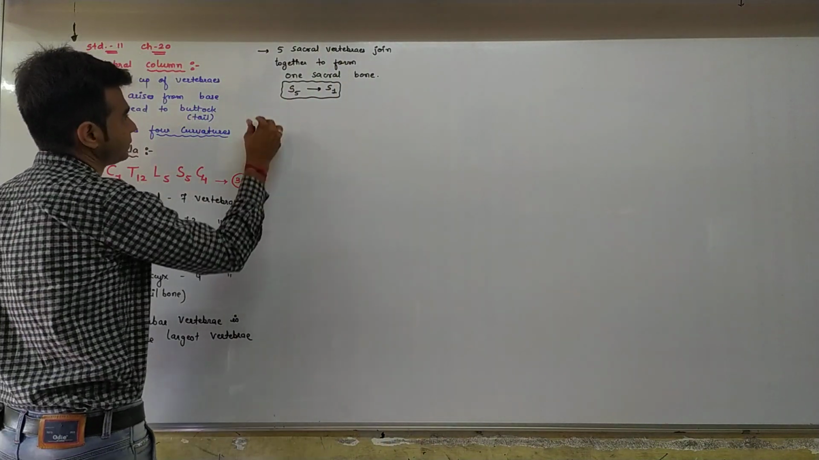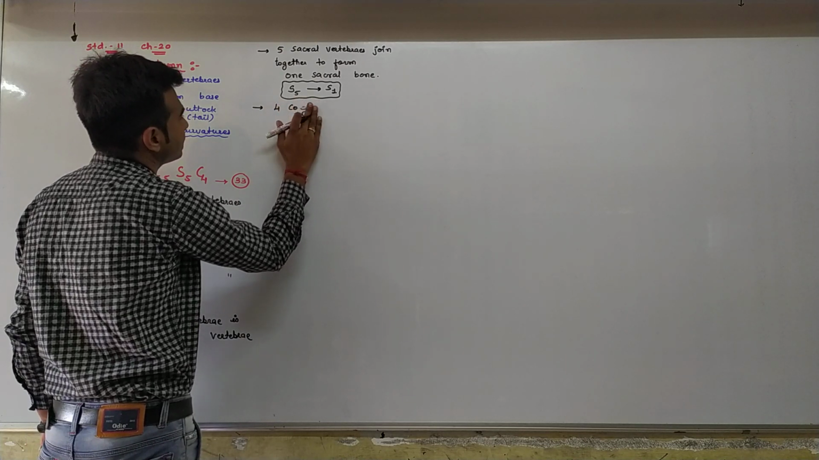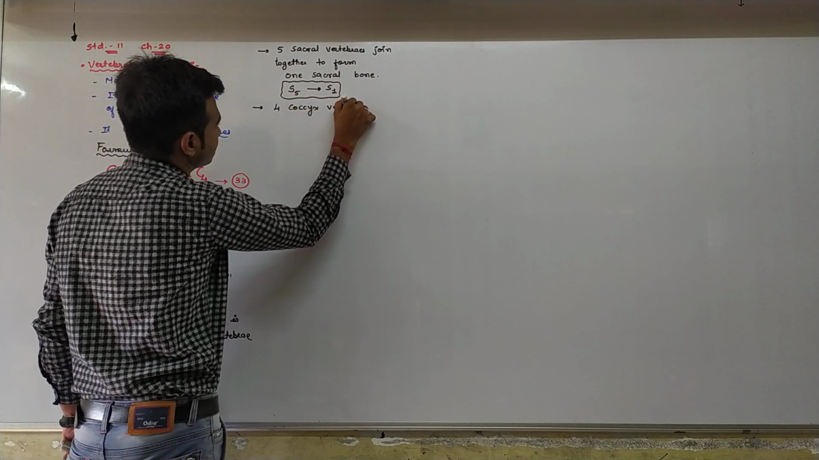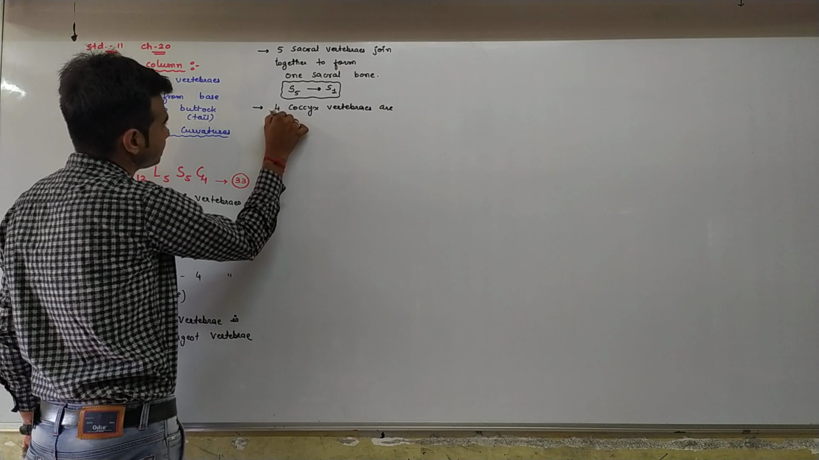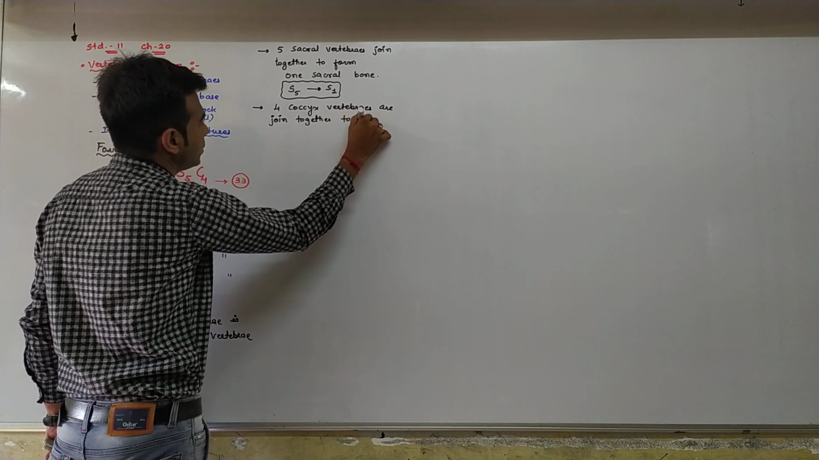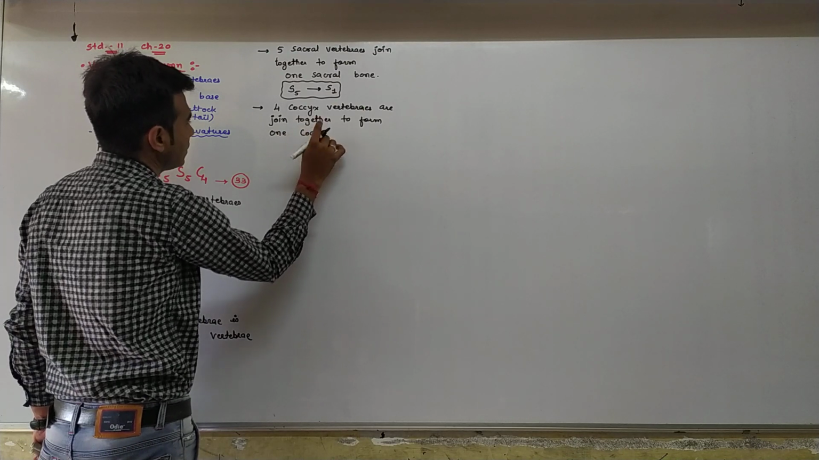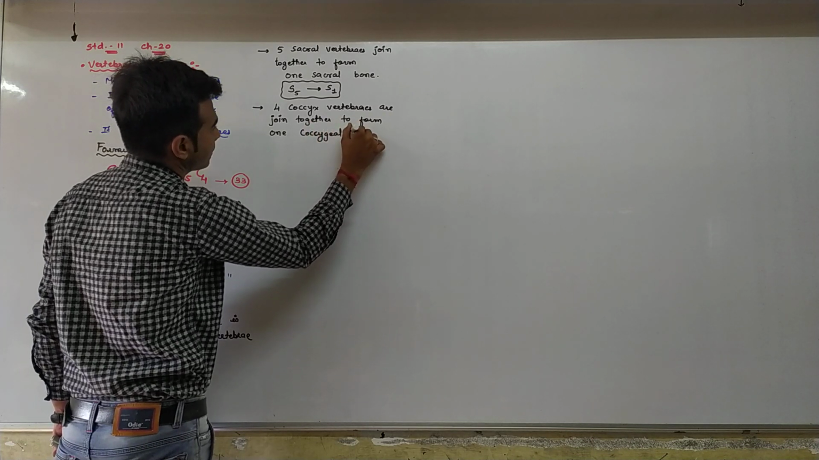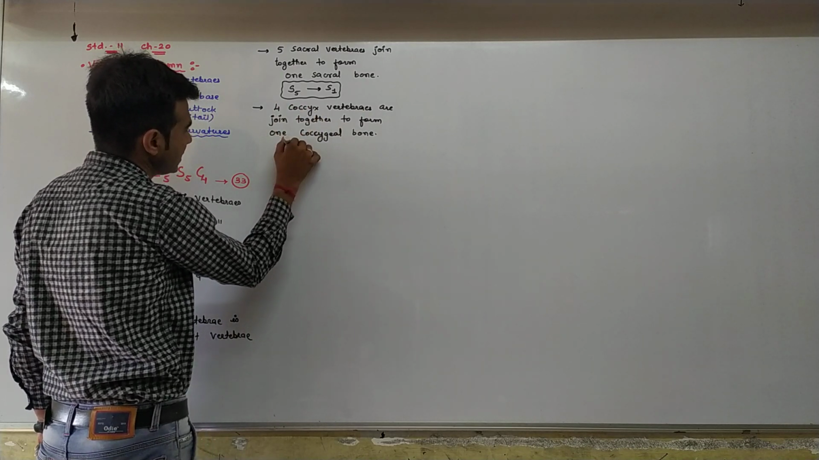And similarly, the 4 coccyx vertebrae are joined together to form one coccygeal bone. So similarly here, C4 becomes C1.